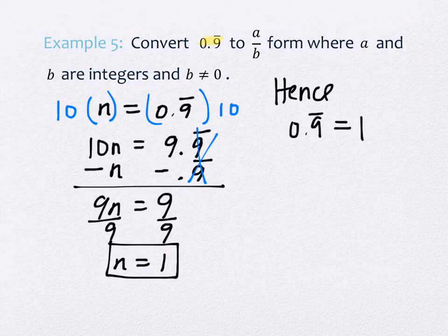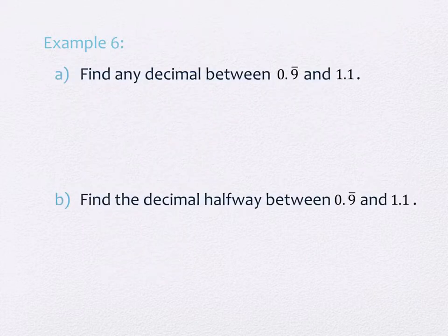All right, using that idea, we're going to do an example that has a 0.9 repeating in it. And it tells us it wants us to find any decimal between the 0.9 repeating and 1.1. Now the easiest thing to recognize is what 0.9 repeating is in terms of another value. That is to say, this is the value 1 and the value 1.1. So finding any decimal between them, the easiest one to find would be maybe the midpoint one, the halfway point. If you'll notice, that's actually the directions on part B to specifically find that halfway point.